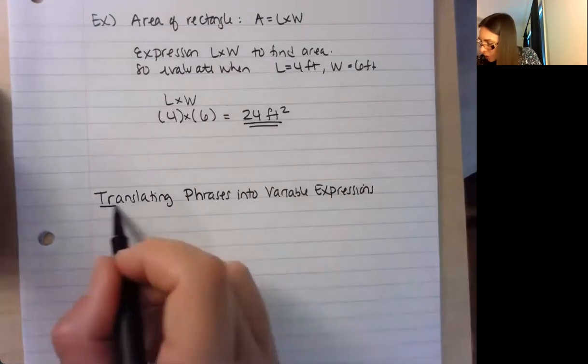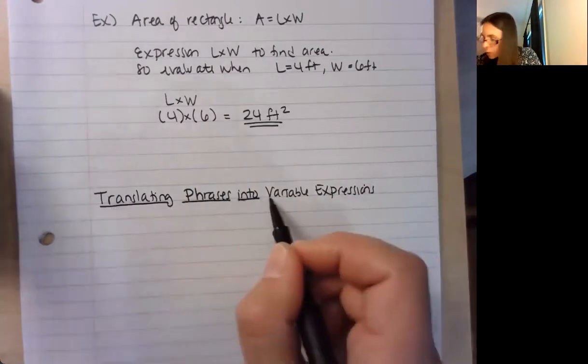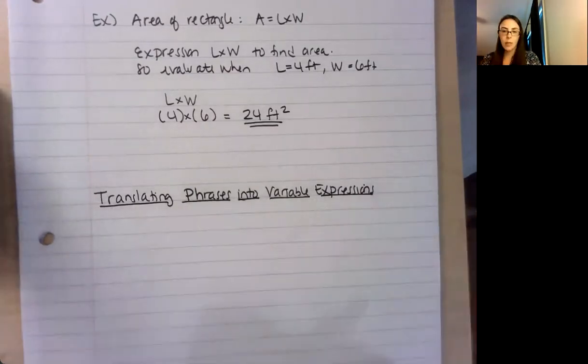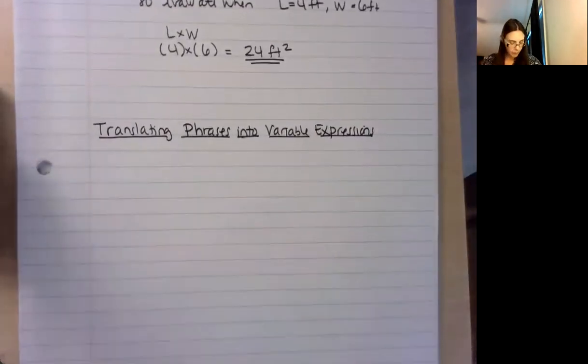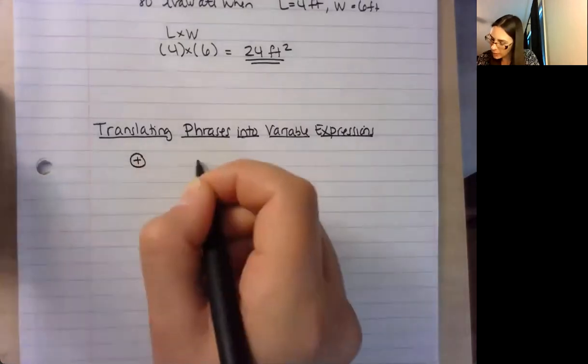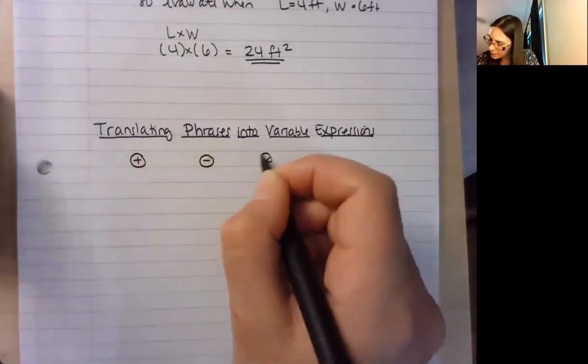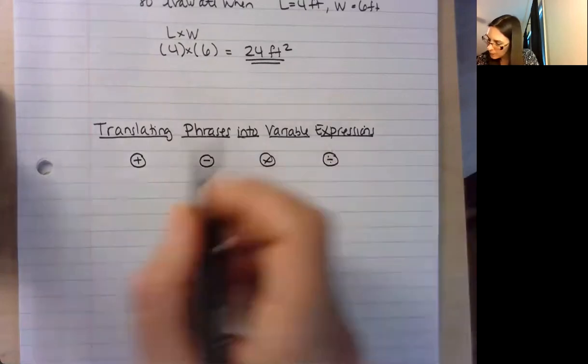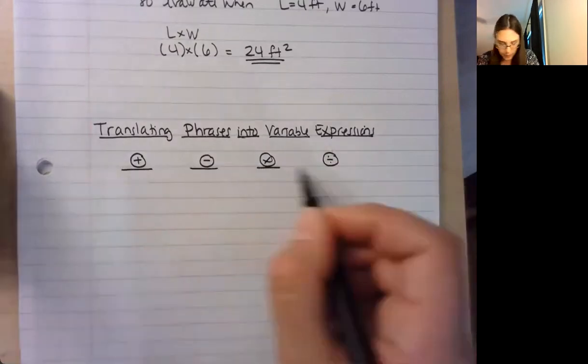And the other application we like to do with expressions too is to translate phrases. So this is kind of the beginning of word problems here. And you want to think back to all of those different techniques that we've used, all of those keywords. So it may be helpful just to kind of quickly list some of them, because I know we've already done them in other sections.